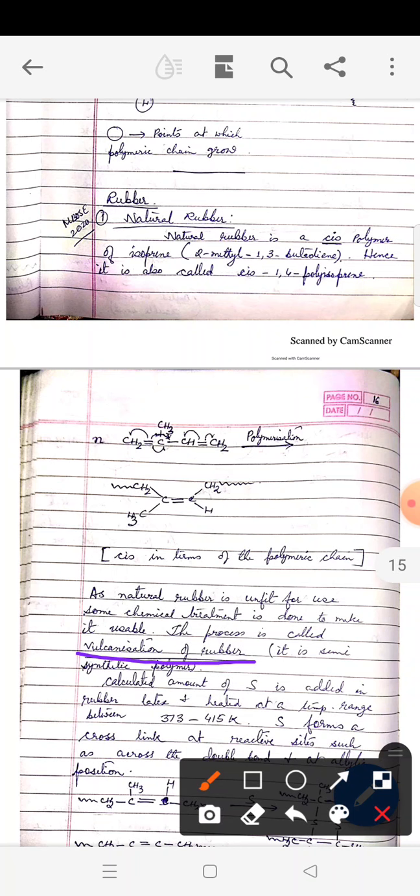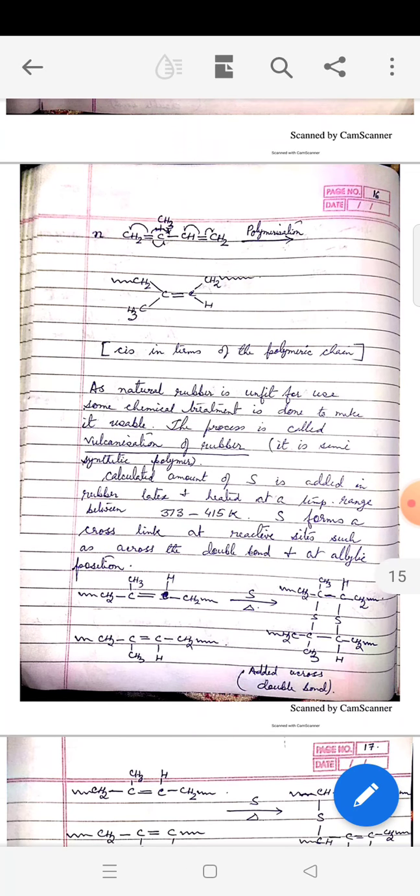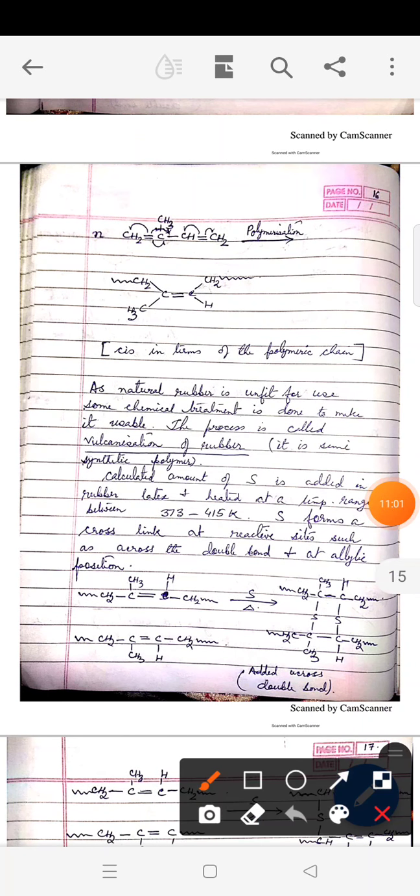So I'm not going into the story behind, but I'm just telling you what it is. What happened in that rubber latex which is being collected, you add a calculated amount of sulfur. The calculated amount of sulfur depends on how much toughness you want in the rubber. Accordingly you have to do the calculation, and this mixture is being heated at around 373 to 415 Kelvin.